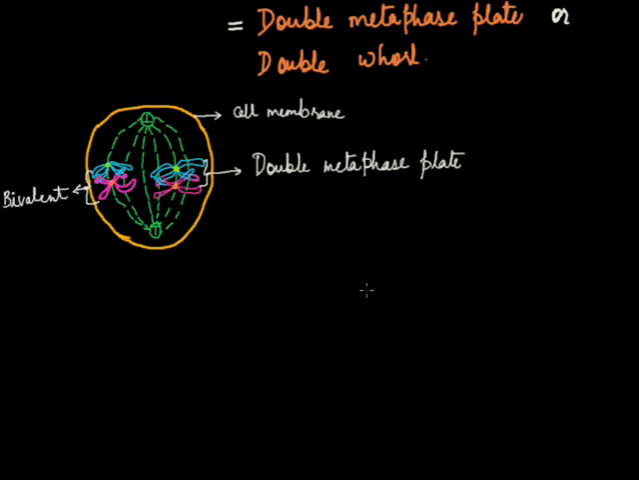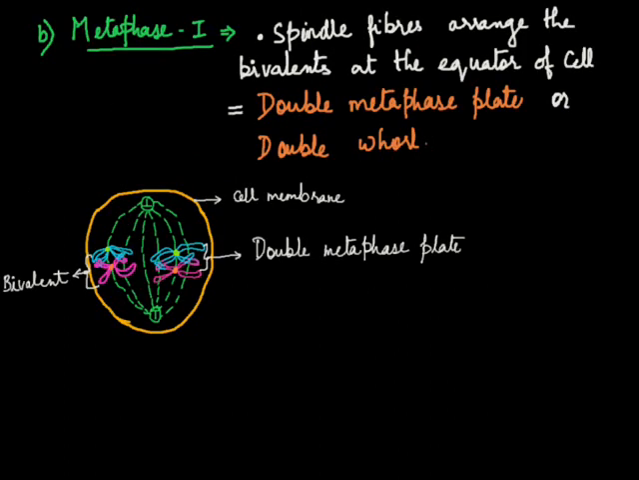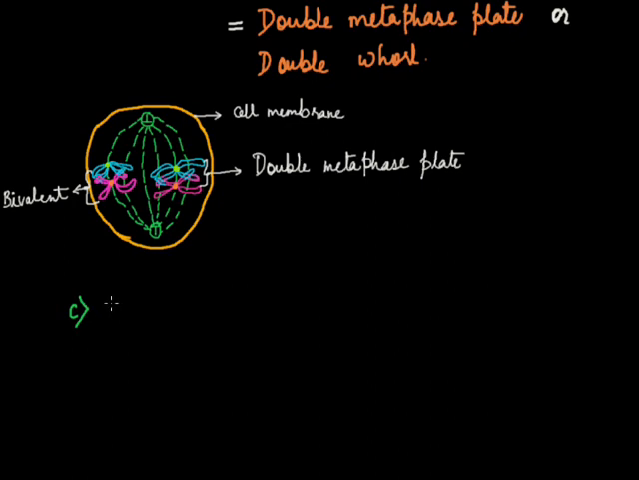Now, after metaphase 1, the next step is anaphase 1. Like in mitosis, during meiosis also the chromosomes separate. The difference is that in mitosis, the sister chromatids get separated and behave as daughter chromosomes. In anaphase 1 of meiosis 1, the homologous pair of chromosomes separate. And this is the reason behind the formation of haploid cells as a result of meiosis 1.